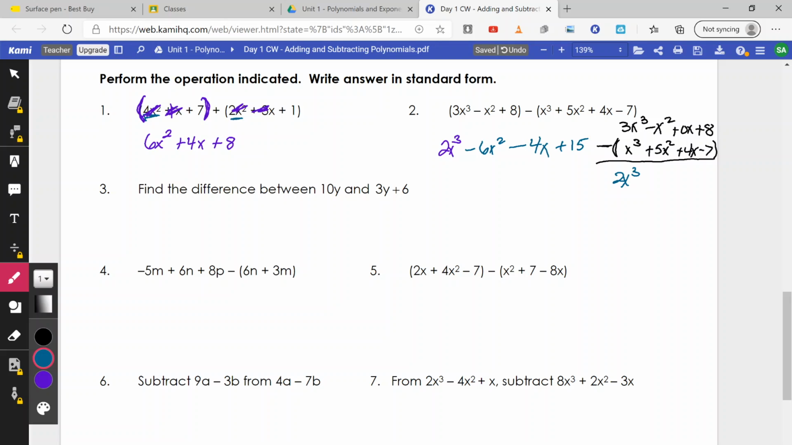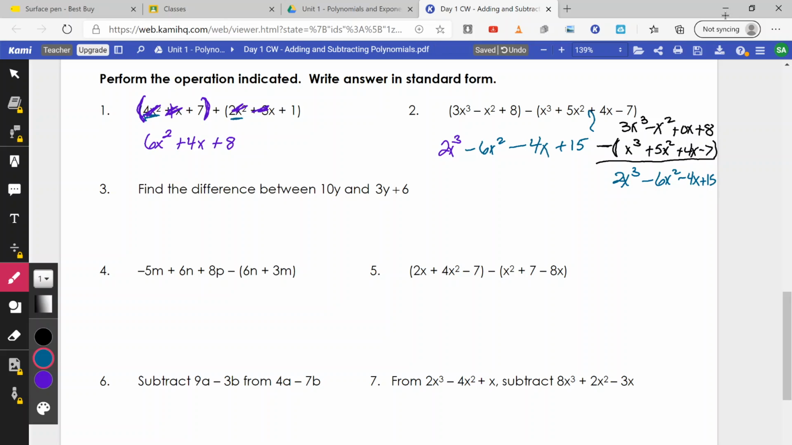Here we have a negative x squared minus the 5x squared. So negative 1 minus 5 is going to give me minus 6x squared. 0x minus a 4x is going to give me a negative 4x. And then 8 minus negative 7. Again, whenever I subtract a negative, I end up adding. 8 plus 7 gives me 15.